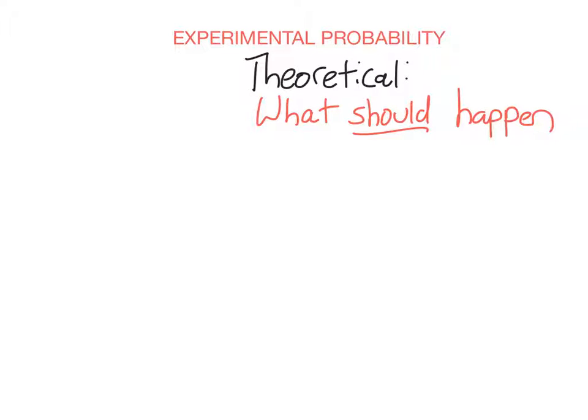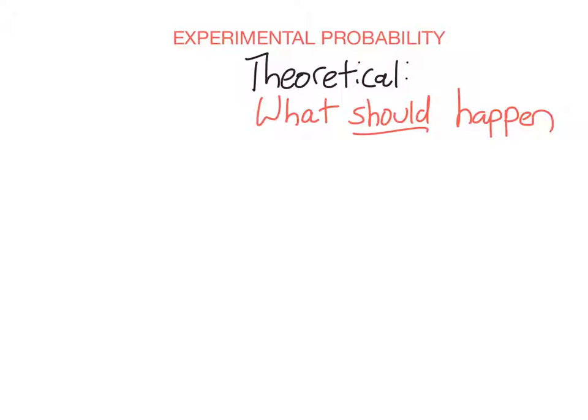Today we're looking at experimental probability. Now, experimental probability is a little different from the probability that we've been looking at. So, we've been looking at theoretical probability. So that's what should happen, what would happen in theory.